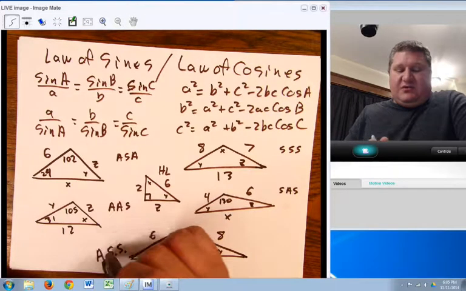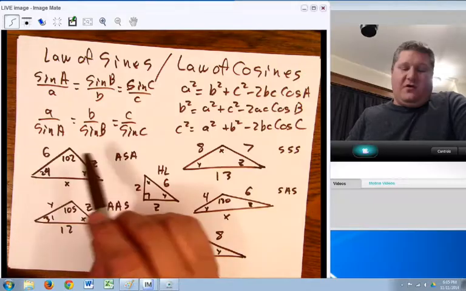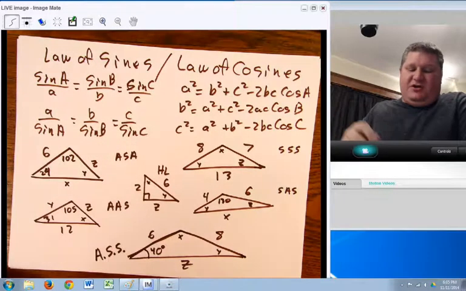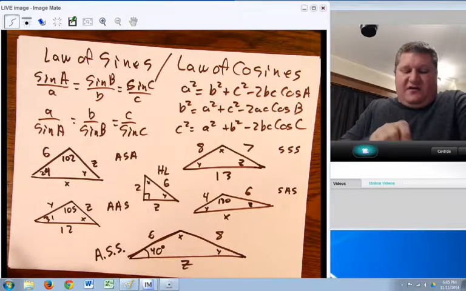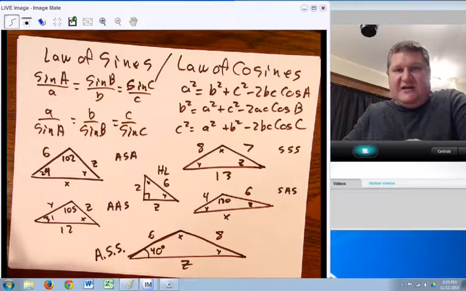But that's okay because I have two angles of a triangle, and therefore can automatically find the third angle by using straight subtraction. So if I have 102 and if I have 24, that's 126. I do a little bit of subtraction, I come up with 54.